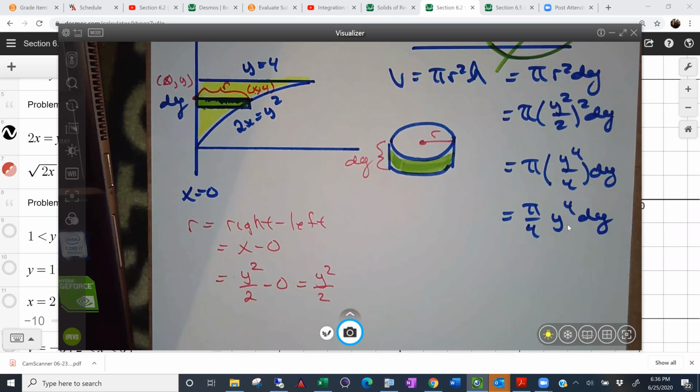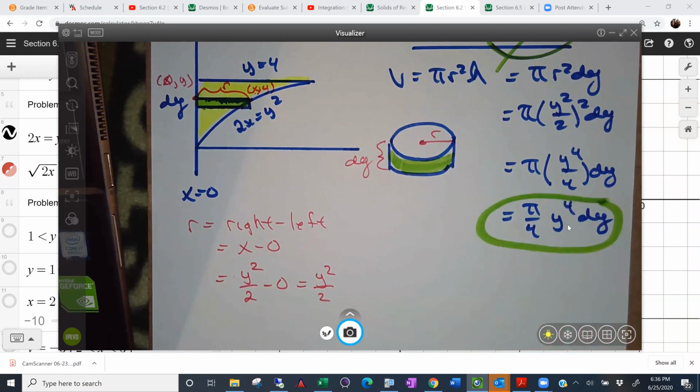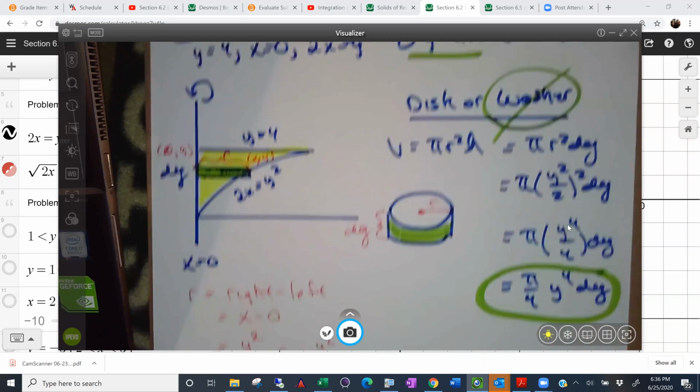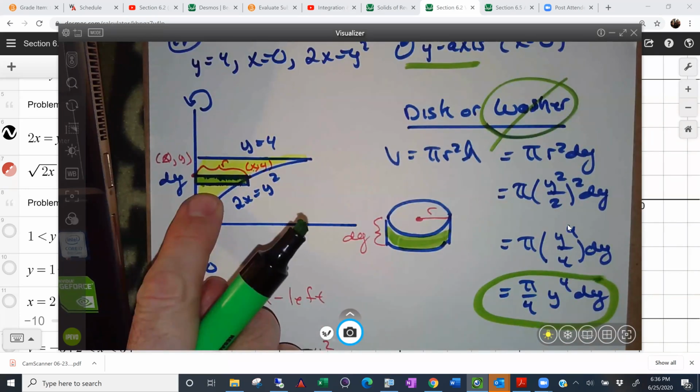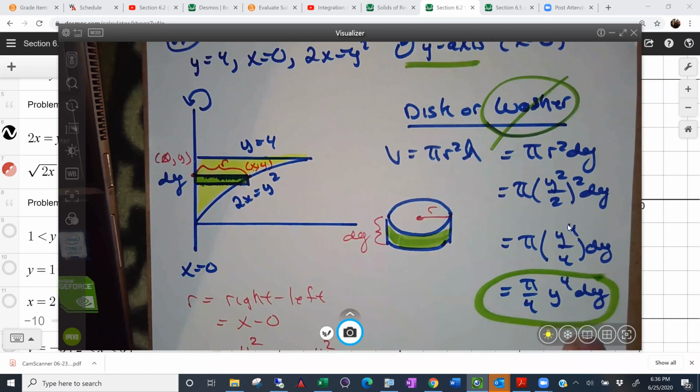And again, that's my benchmark. I give partial credit for little things. Taking a dy slice, hey, there's some partial credit. Realizing that you're doing a disk and not a washer, partial credit. Getting this expression, more partial credit. Now the last little bit then is to finish it up and find the exact volume.